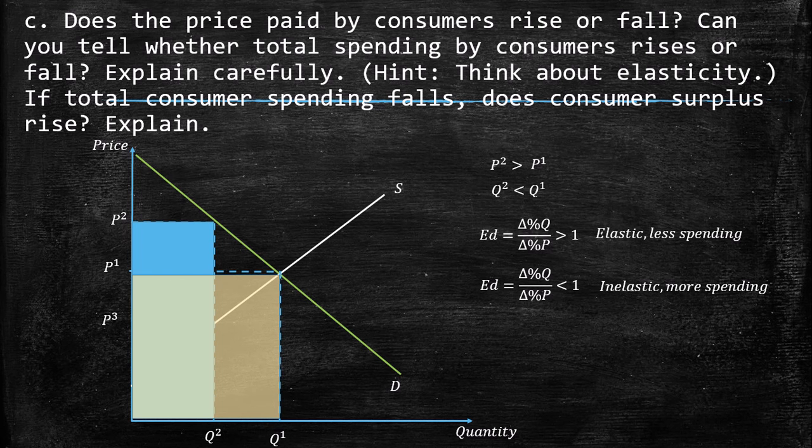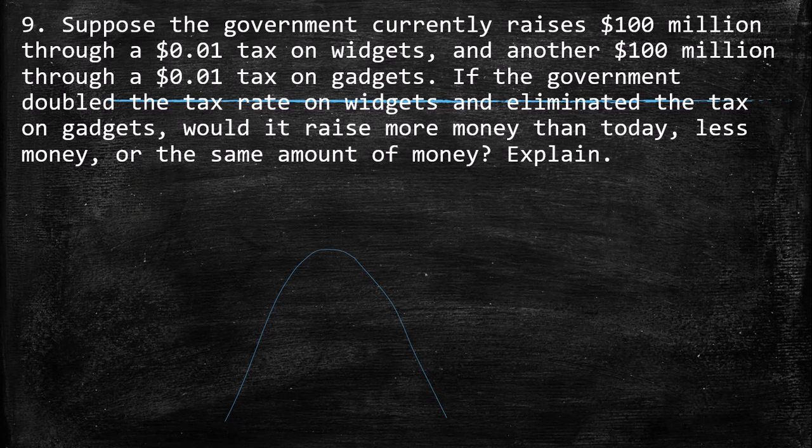So there's going to be more spending. Okay, so 9. Suppose the government currently raises $100 million through a $0.01 tax on widgets and another 100 million through a $0.01 tax on gadgets. If the government doubled the tax rate on widgets and eliminated the tax on gadgets, would it raise more money than today, less money, or the same amount of money?